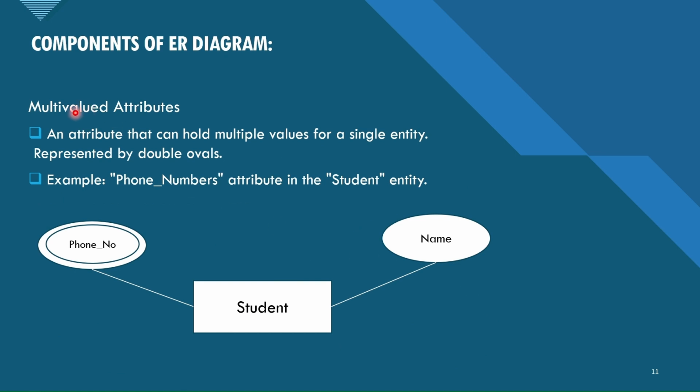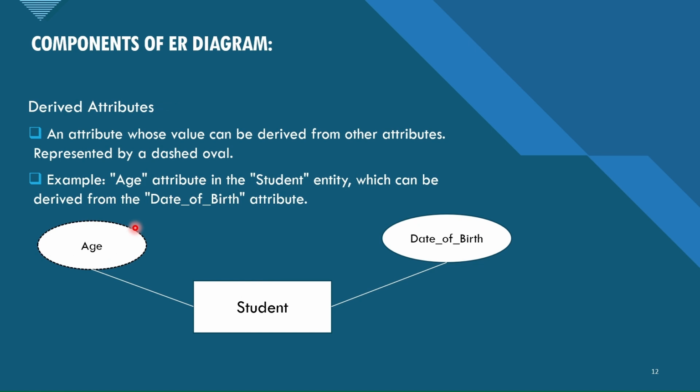Now, the third one is multi-valued attributes, an attribute that can hold multiple values for a single entity, represented by the double oval symbol. So here a student can have multiple phone numbers. Derived attributes, an attribute whose value can be derived from other attributes, represented by the dashed oval. For example, we can use the date of birth to derive the age attribute.